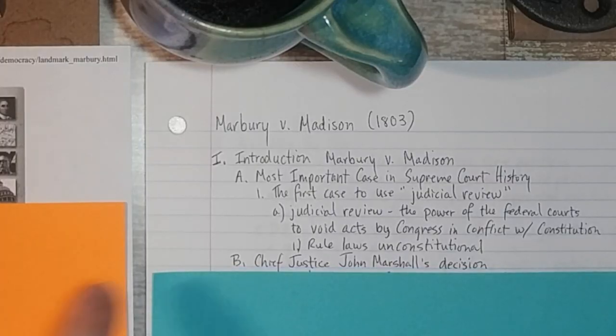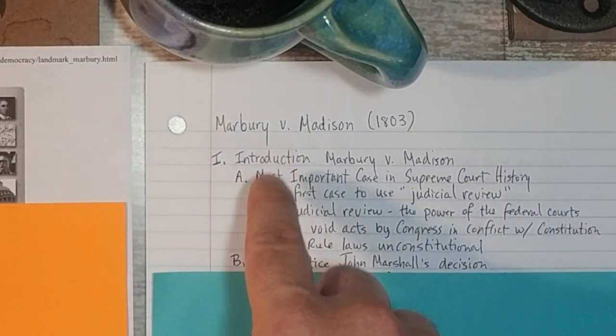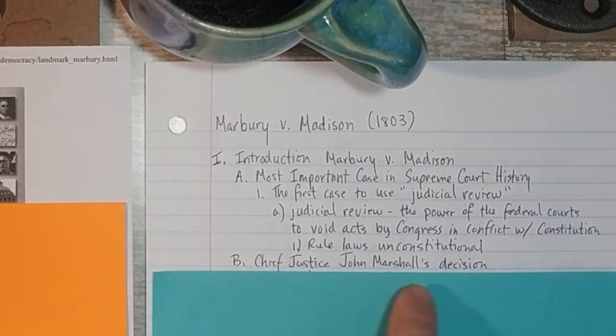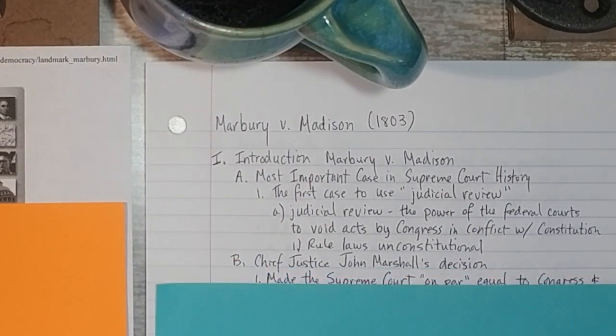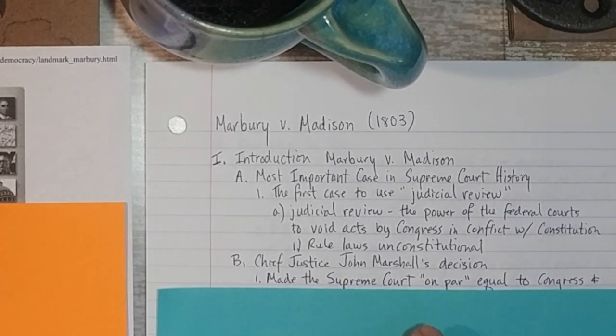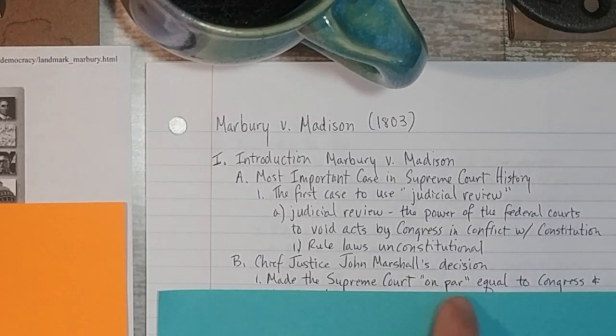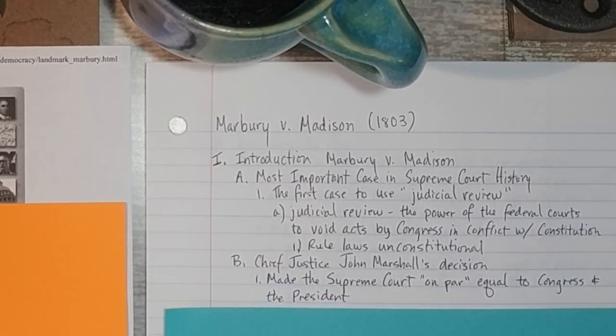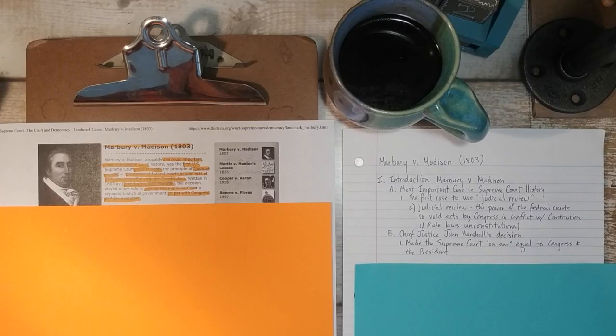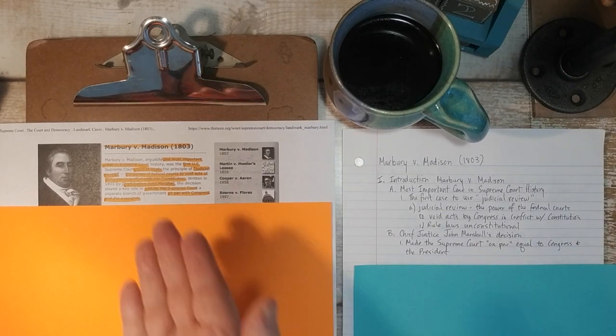B, which is still in paragraph 1, is Chief Justice John Marshall's decision. So what was his decision? Number 1, it made the U.S. Supreme Court on par or equal to Congress. And I really don't like the on par, it's cliche. But basically it's equal to Congress and the executive branch, which is the president. And that is pretty much an outline format of this paragraph.